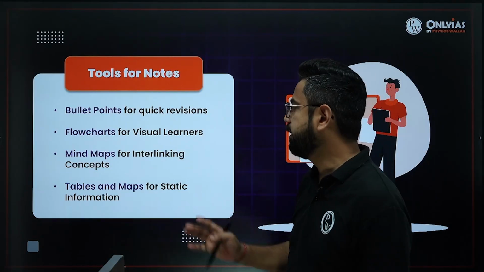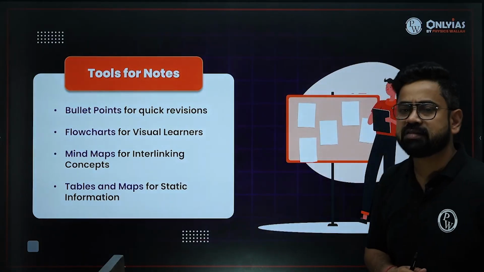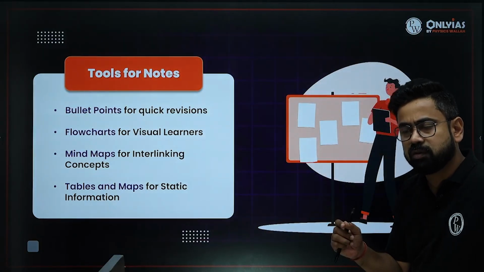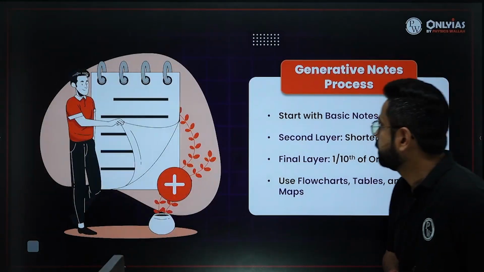That's the only intent. Right, mind maps are for interlinking concepts, while tables and maps are for static information. Instead of writing paragraphs for the static or the factual part, make tables, make maps. Right, that's how it will help.